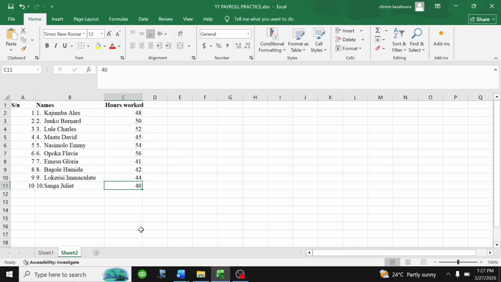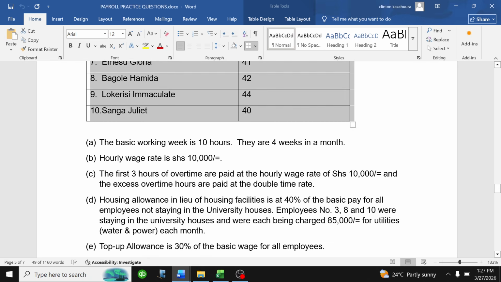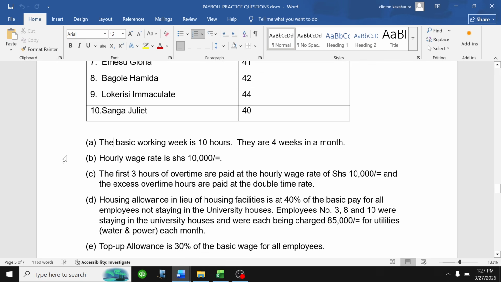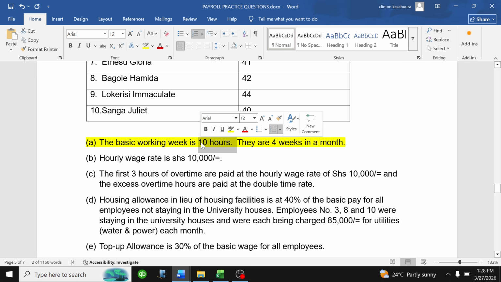So we can begin with what they are actually asking for here in the question. We go back to our question here. So they're saying the basic working week is 10 hours. So there are 4 weeks in a month. So this simply means that in order for you to get paid, so if we are going to determine the basic pay, because it's the first thing you must look for when you're preparing a payroll, in order for you to be paid, then you must have worked for 10 hours in a week. But then in a month, we have 4 weeks. So that means the basic working hours will simply be 4 times 10.